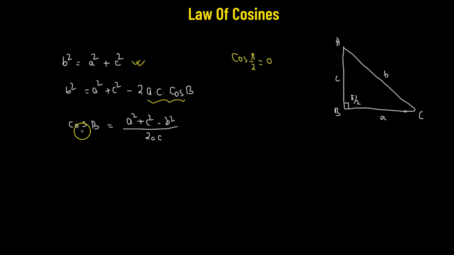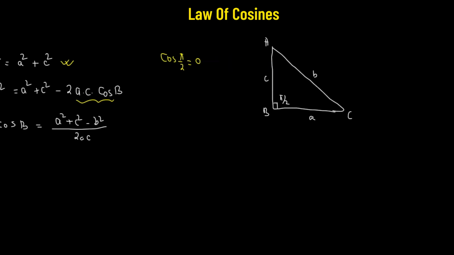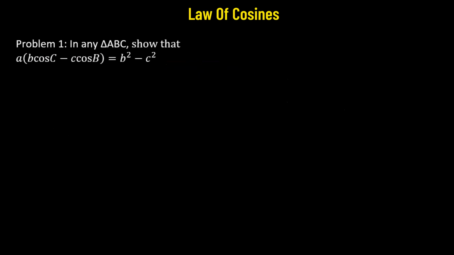This is known as the law of cosines. So let's try to apply the law of cosines to work on a few problems. So here we are given a triangle ABC. So ABC could be any triangle. It could be an acute angle, obtuse angle, or even a right angle triangle. So here, using the law of cosines, we need to show that A times (B cosine C minus C cosine B) equals B squared minus C squared.